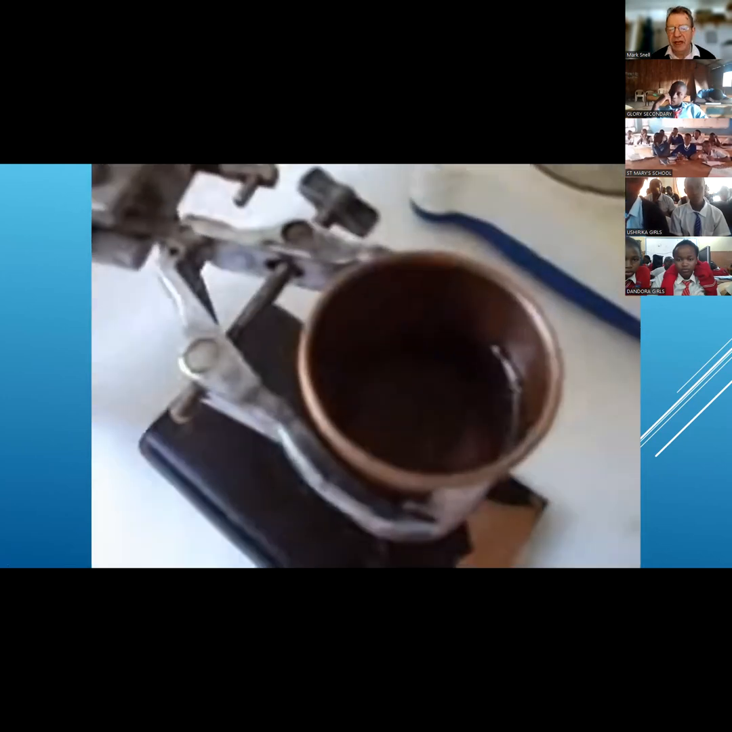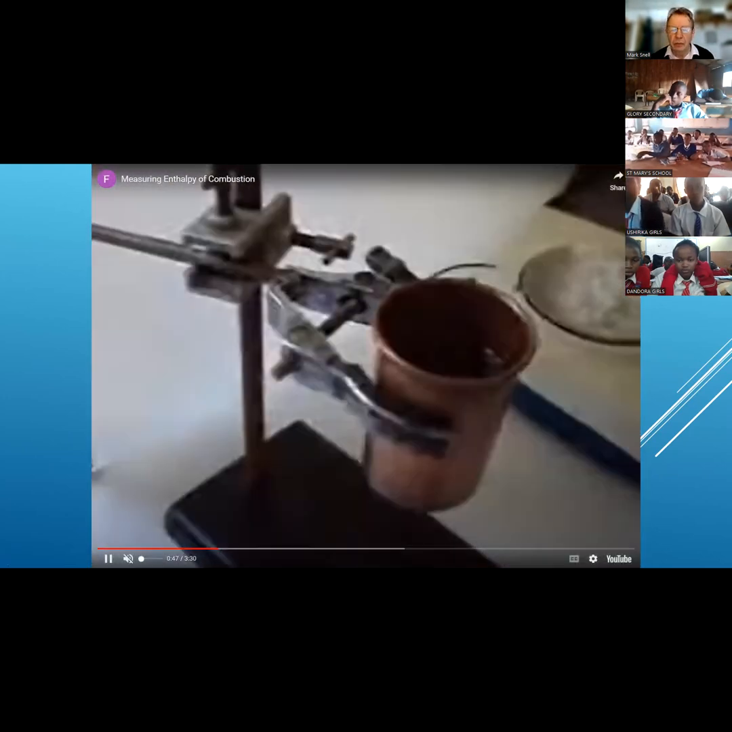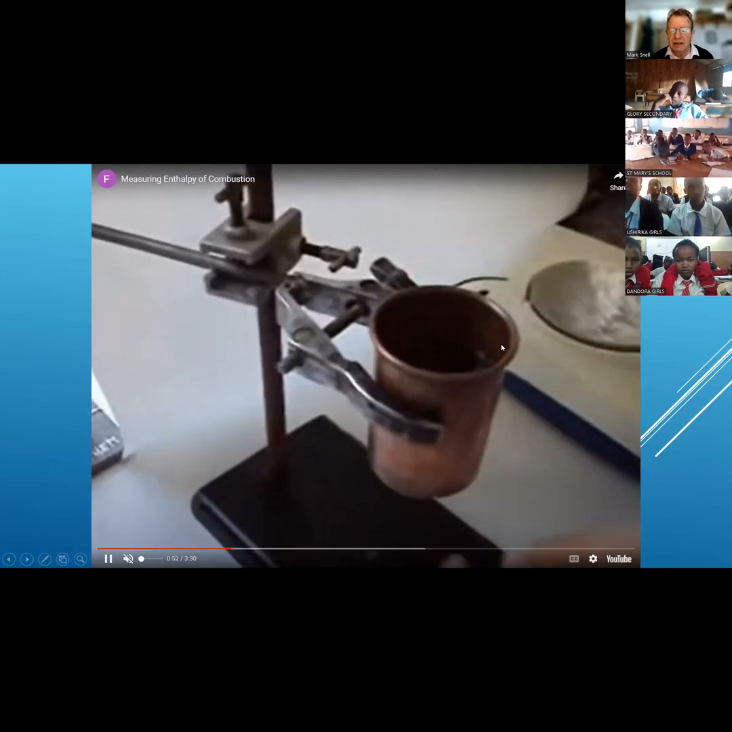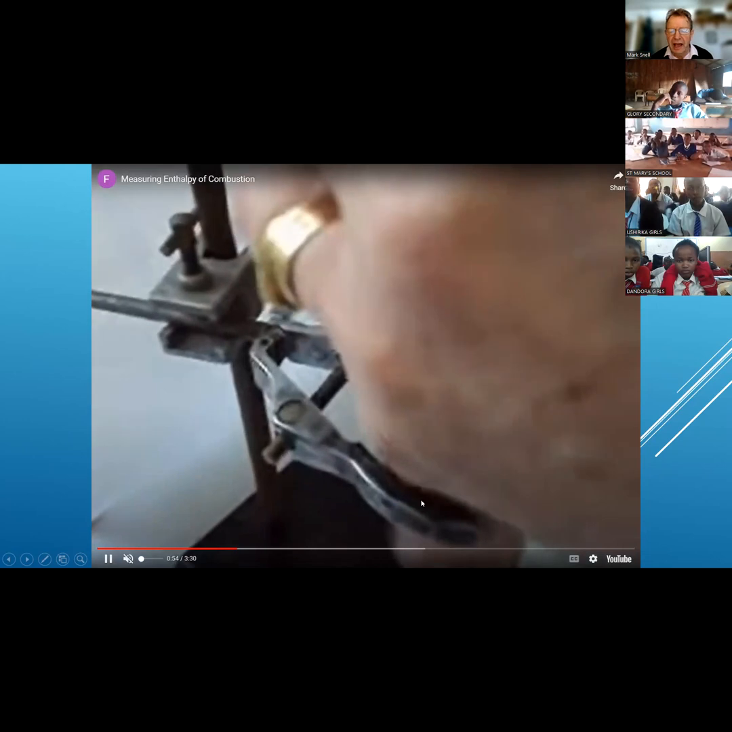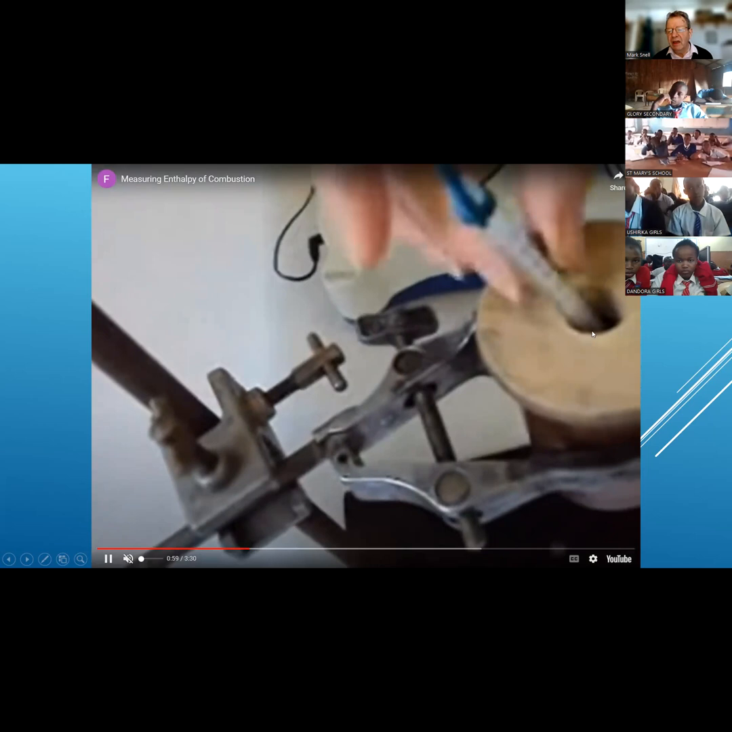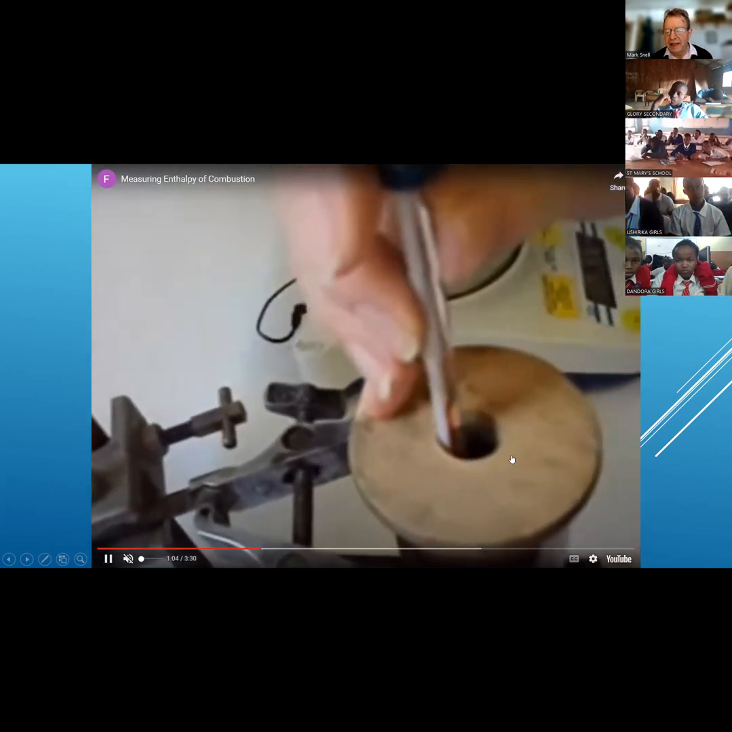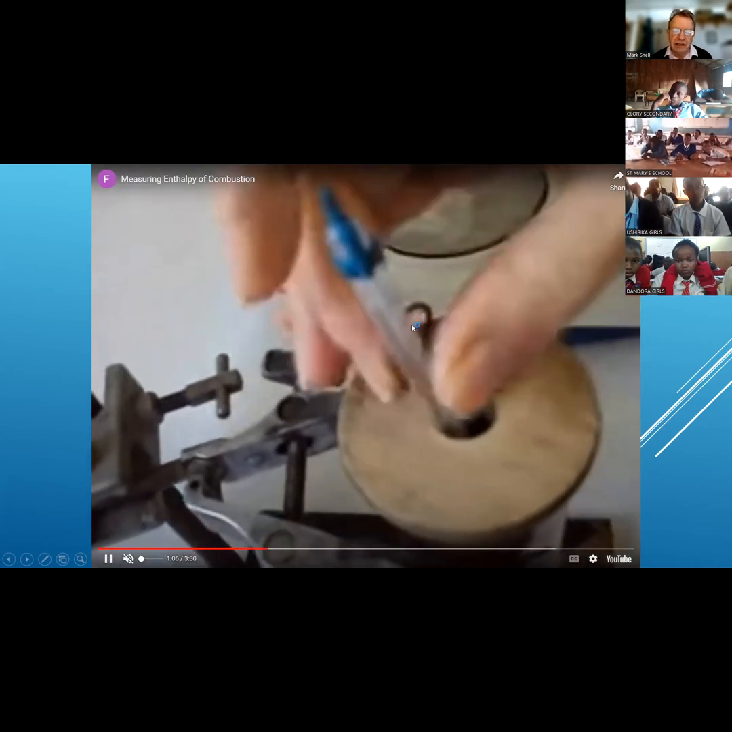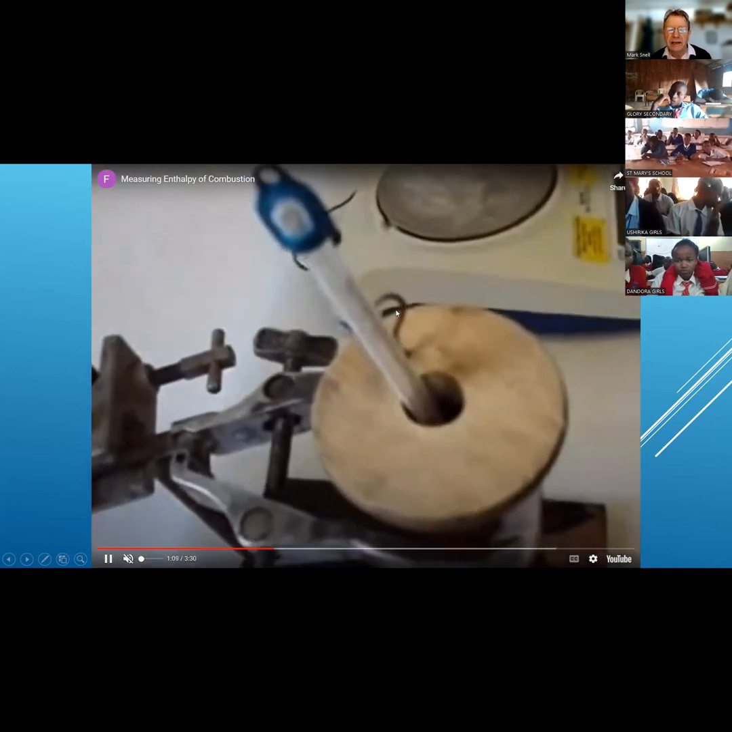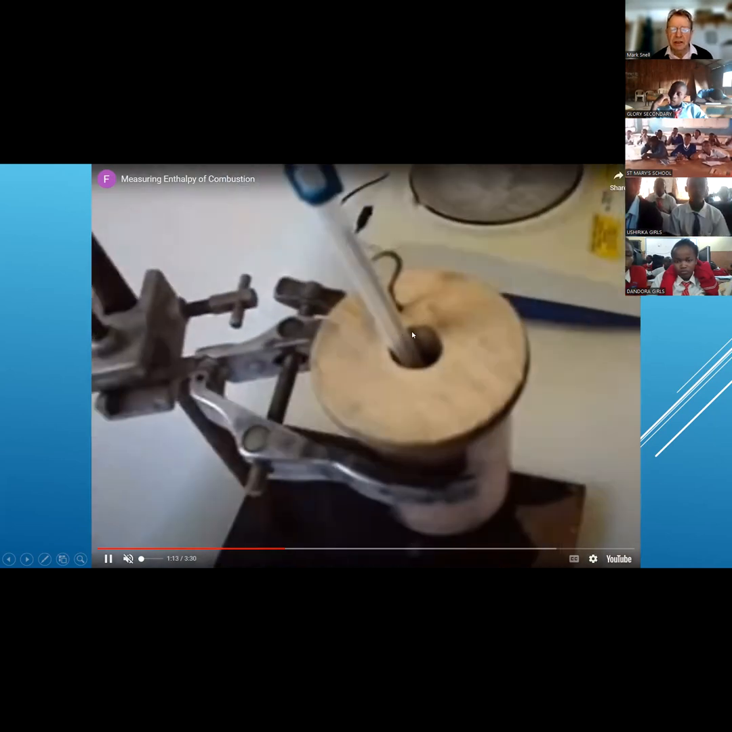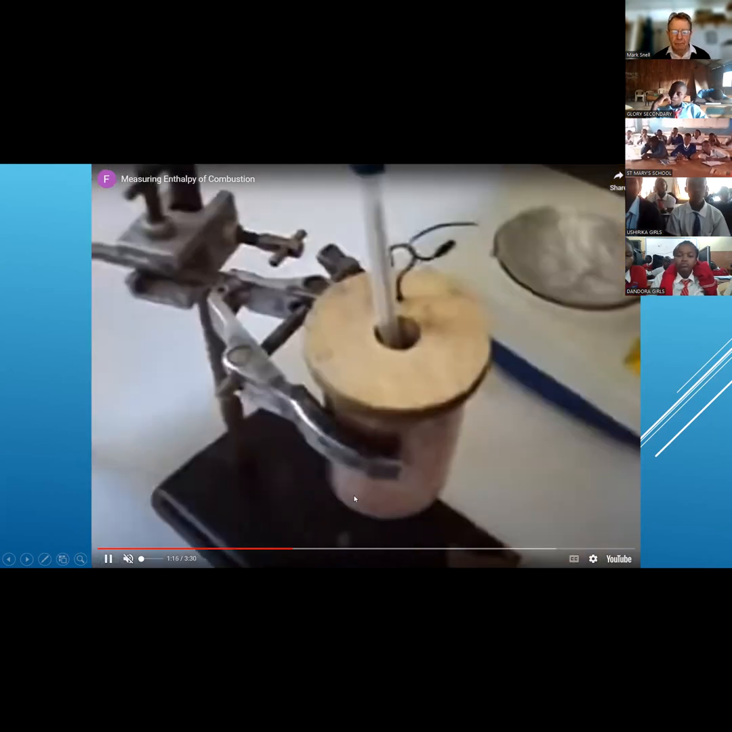Now, what is important here is that they let it sit for a moment before they put the thermometer in, so it gets to the same temperature. So the water and the copper beaker and so on are all at the same temperature. Now, they have got a little lid on it, to stop any heat being lost. They also have a little piece of metal, which will help them stir the liquid inside. So they take the temperature at the beginning, and it is recorded.